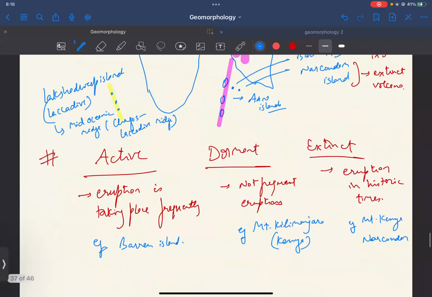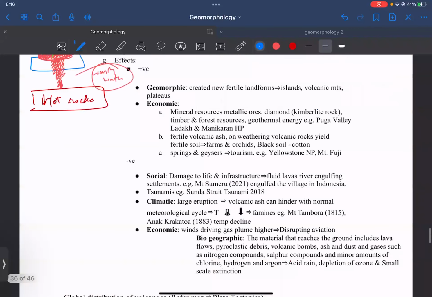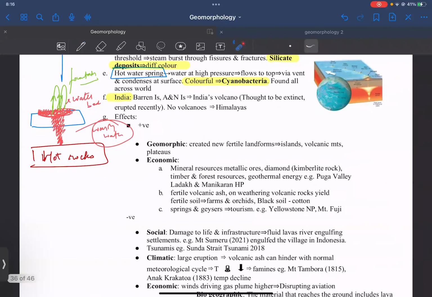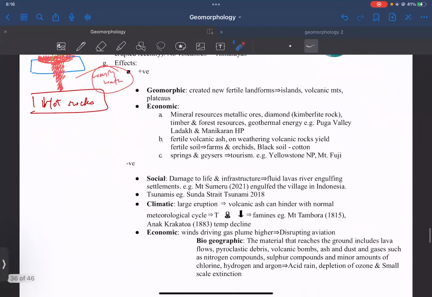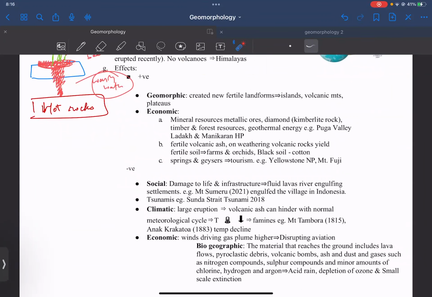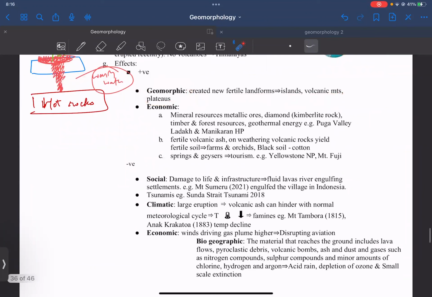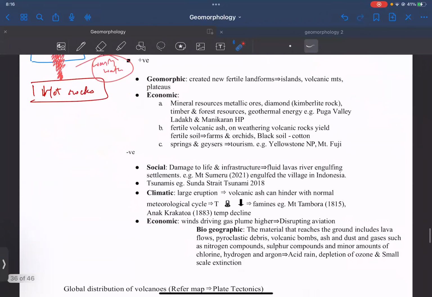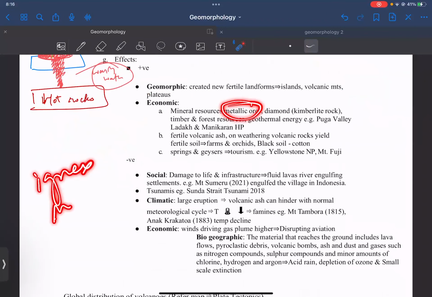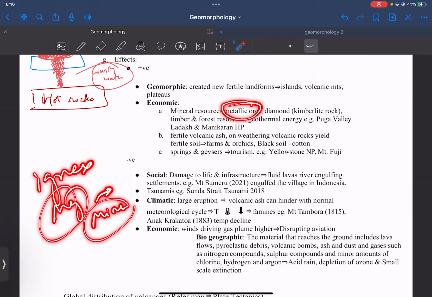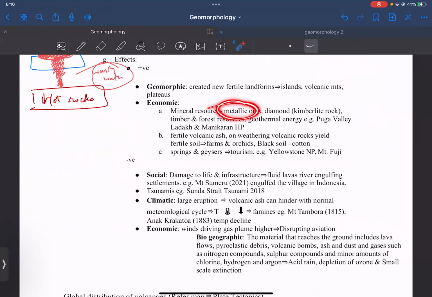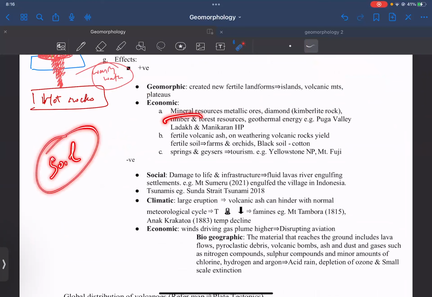All right, this is the basic that you need to know about these, about India. All right, now positives and negatives of the volcano. Okay, positives देखो, एक तो first of all it is creating new landforms, islands, volcanic mountains, plateaus, obviously we know about it. Economic wise क्या है, because igneous rocks आ रहे हैं, magmas आ रहे हैं, magma deposit हो रहे हैं, it is bringing minerals from the inside of the earth, so it is bringing various metallic ores, diamond, kimberlite rocks, right. Then also it is producing fertile soil, black soil, so it leads to formation of forest resources. Also it is producing thermal energy.